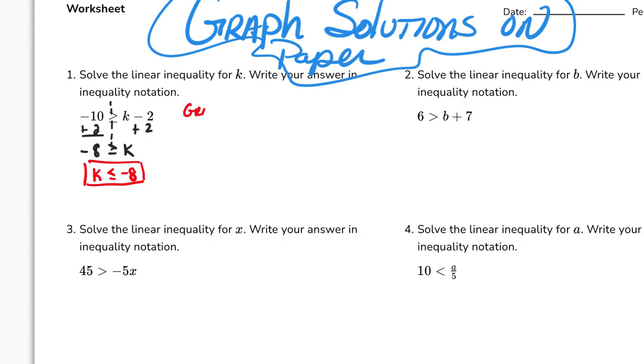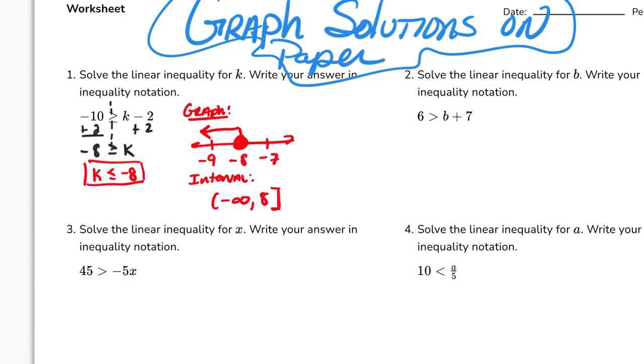Then I want us to draw a graph of it. So here's my graph of it. Negative 8, negative 9, negative 7, filled in, pointing to the left where I'm less than. And here is my interval right below it. And you don't have to write these words, but you should write down the interval and what it is. And there I go. I'm not including negative infinity, but I am including the 8. And I'm done. So we want to graph the solution on the paper and put the interval.